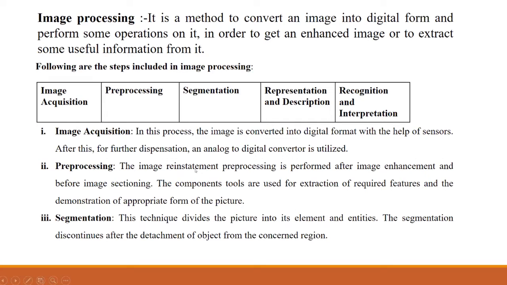Image processing. Basically, it is a method to convert an image into a digital form. So these are the steps. Firstly, we have the image acquisition. This is the very first step to acquire or obtain the image. Next, we have the pre-processing. After that, we have the segmentation, in which we divide the picture into elements and entities.